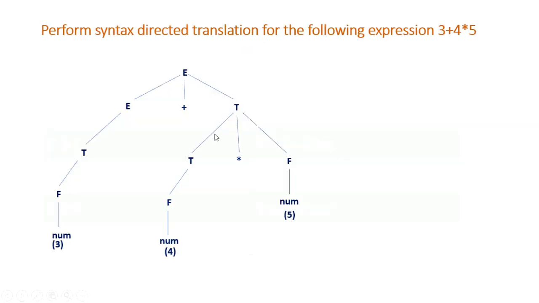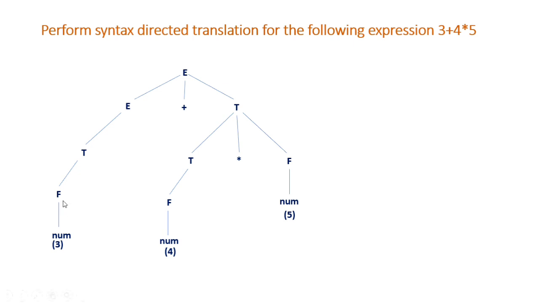Now we'll go for a tree. We will take up this expression and perform the syntax directed translation for the following expression. We have to evaluate the expression 3 + 4 * 5, so you know that the value will be 23. We will just do it from scratch. Now I abbreviate the productions for this expression.